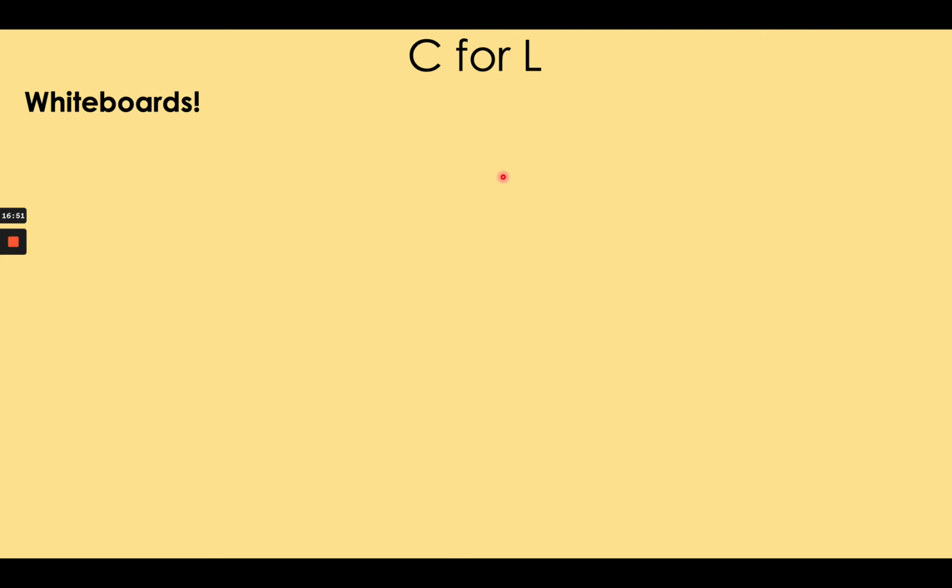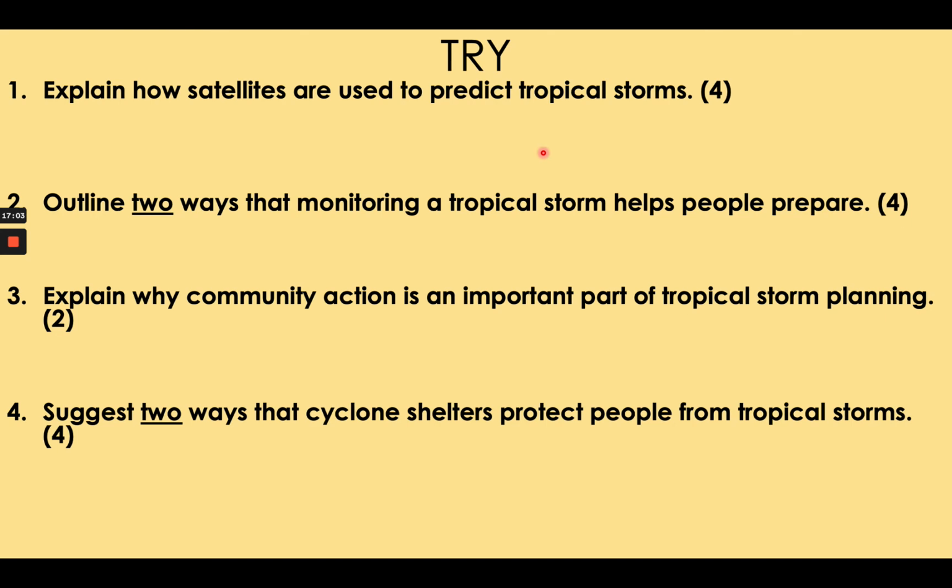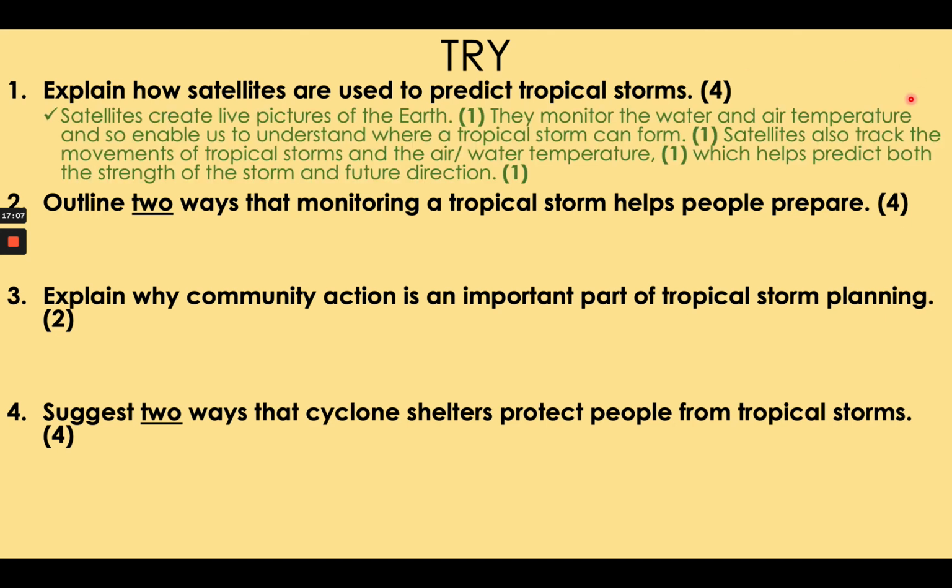Time to embed learning. I'm going to show you some questions. Answer them using your understanding from this lesson, and then mark your answers. Make sure that you mark in green pen and add any corrections or missing parts. Number 1. These are the key points that you need. You need all of them.